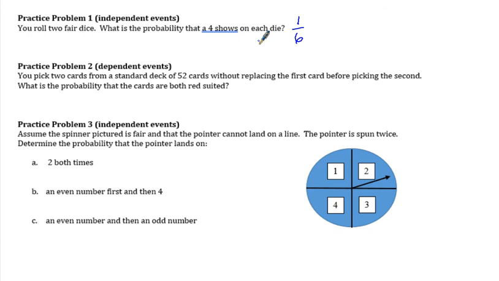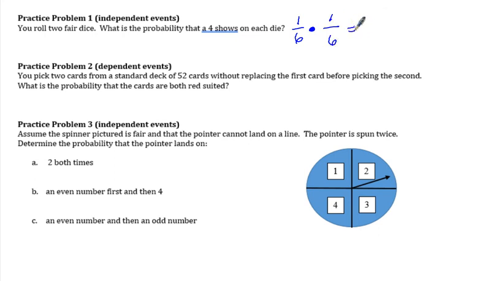What about the second die? Well, the second die has nothing to do with the first one. We're talking about a 4 on the first die and a 4 on the second die. So the first one being a 4 and the second one being a 4, that means we multiply. And the probability that a 4 is on the second die is, again, 1 in 6.